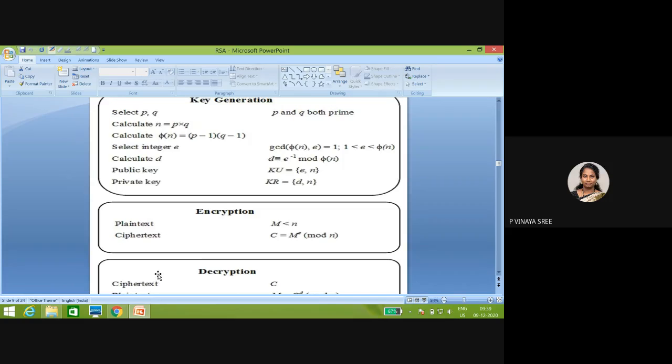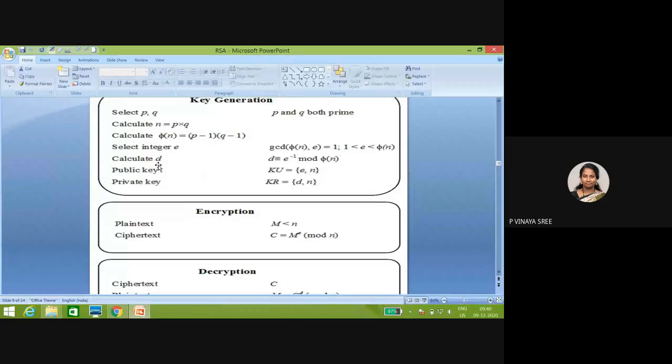Next, these are the general steps that we discussed. Key generation: select P and Q, both should be prime numbers, calculate n and pi of n. I will ask you questions, so note down. P and Q are prime numbers, n is P into Q, pi of n is P minus 1 into Q minus 1. Select E such that it is between 1 and pi of n, and the GCD of pi of n and E should be 1.